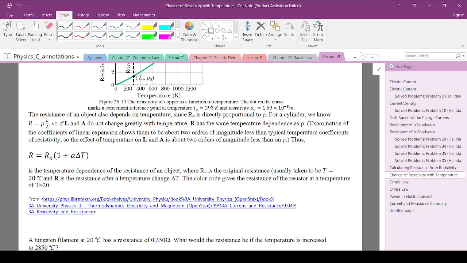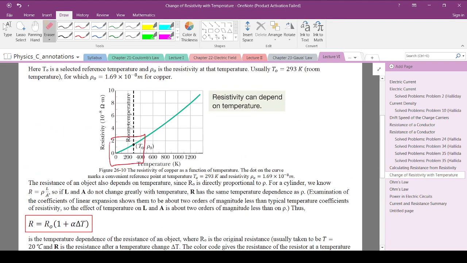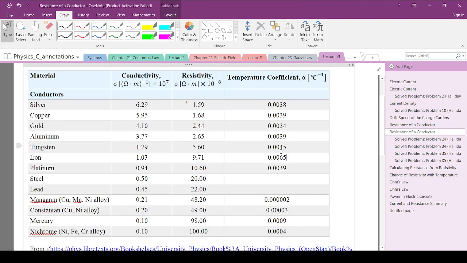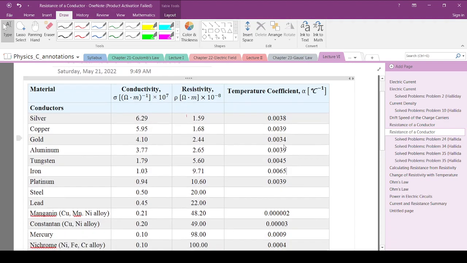You guys can read about that, and what it's saying is that if you have an increase in temperature, what you're going to have is just a linear increase, as you can see in the graph here, in this area here. You're going to have a linear increase in the resistance, and this is proportional to this variation in temperature. And the temperature coefficient alpha I put right here in this page.